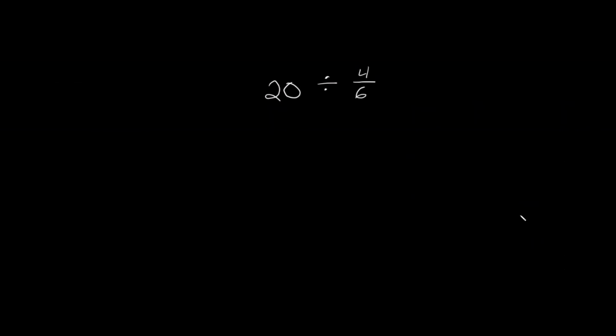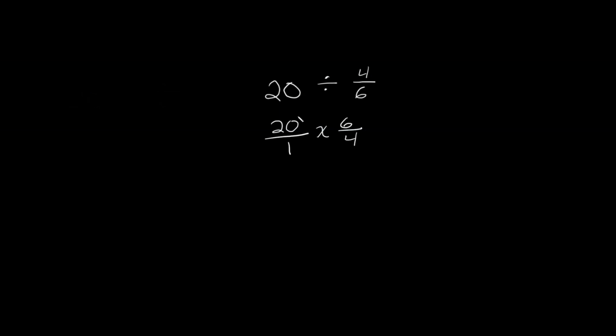Moving on to our last problem, we have a whole number divided by a fraction. Well, we can rewrite 20 as 20 over 1. And then we can go ahead and change this division sign into a multiplication sign. So times 4 over 6. We flip this one. So our 6 would now be the numerator, and the 4 would now be the denominator. So it would be 6 over 4.